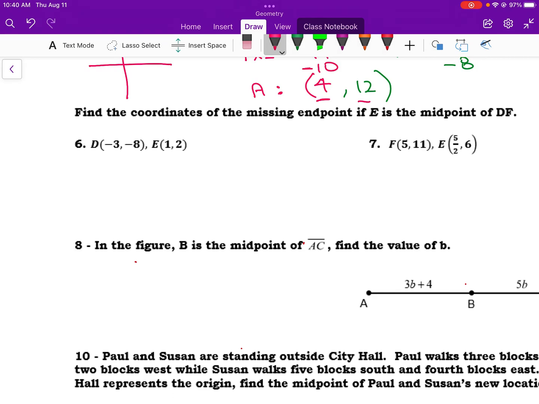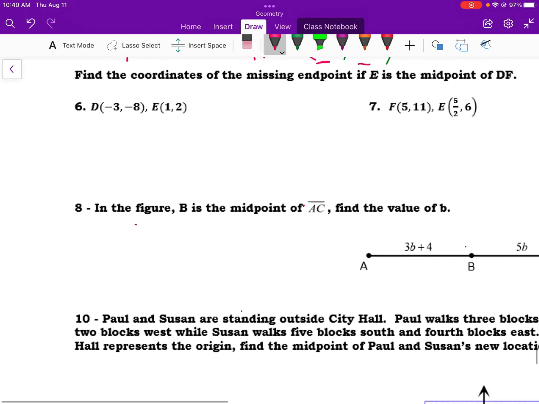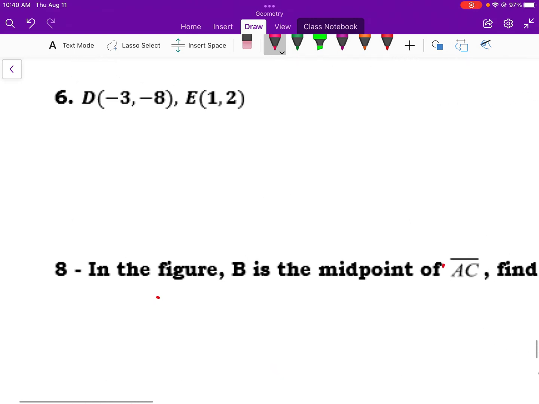Finding the coordinates of the missing endpoint, if E is the midpoint. So we want to find F over here. E is in between D and F. Same thing: we're going to double both of these numbers because we're working backward. So this gives me a 2, this gives me a 4, and then we'll subtract out the corresponding number.